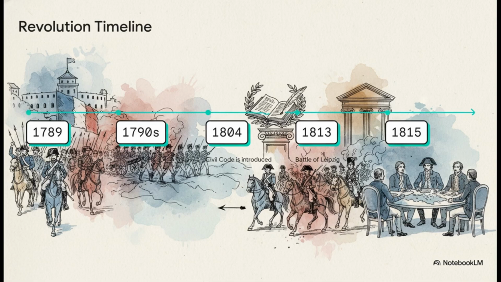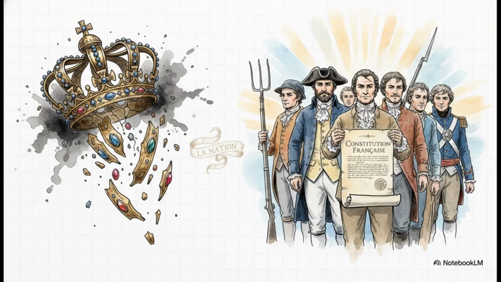Things eventually go south for the French at the Battle of Leipzig in 1813, which all culminates in the Congress of Vienna in 1815. So that's the exact chronological sequence we're going to be unpacking today. Right, so let's look at what actually went down in 1789.